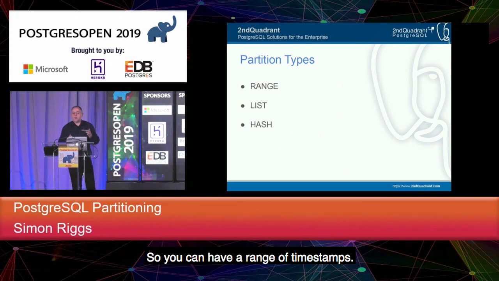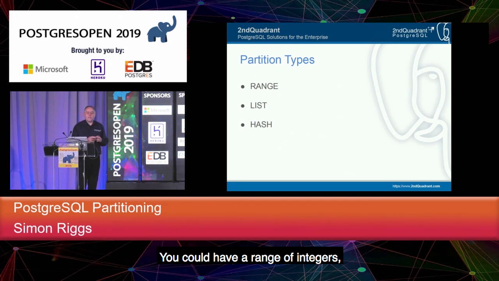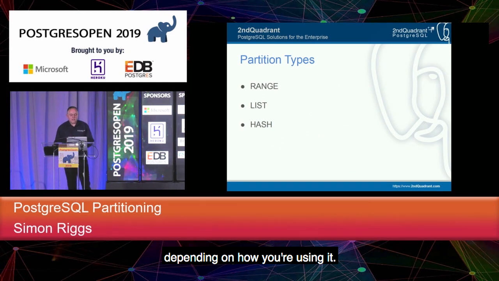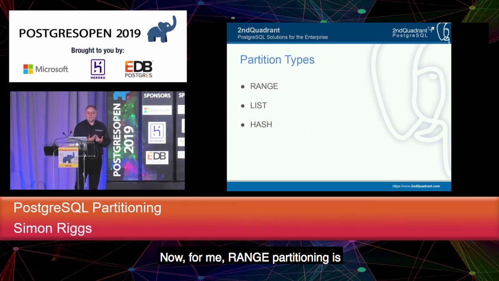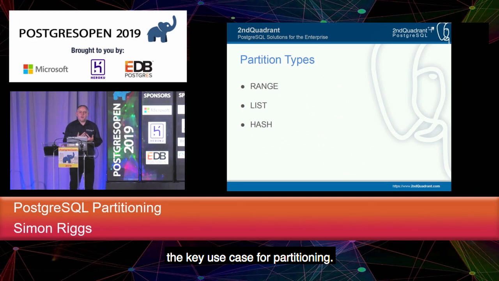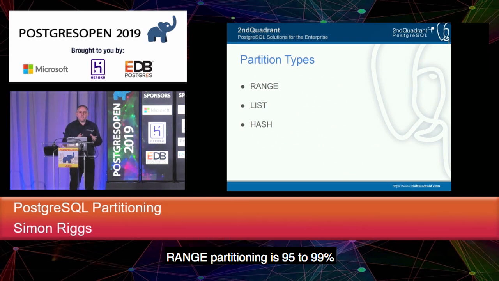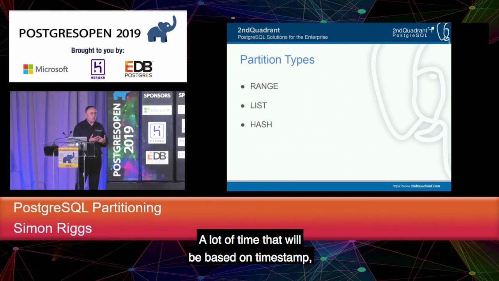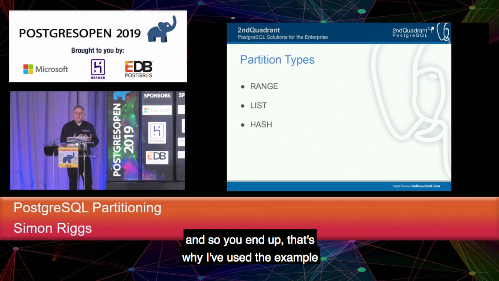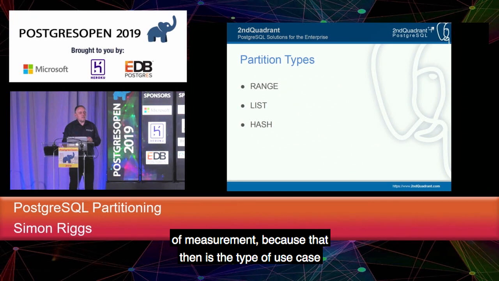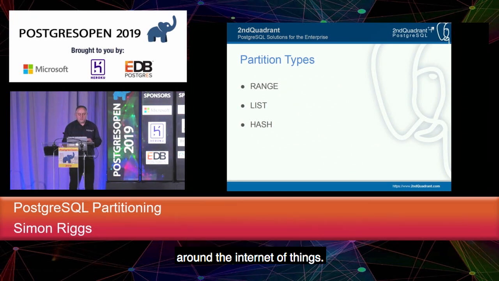So you can have a range of timestamps, you could have a range of integers, depending on how you're using it. Now for me, range partitioning is the key use case for partitioning. The other ones exist and they're a little bit interesting, but for me, range partitioning is like 95 to 99% of the partitioning use case. A lot of time that will be based on timestamp, and that's why I've used the example of measurement, because that then is the type of use case around the Internet of Things.